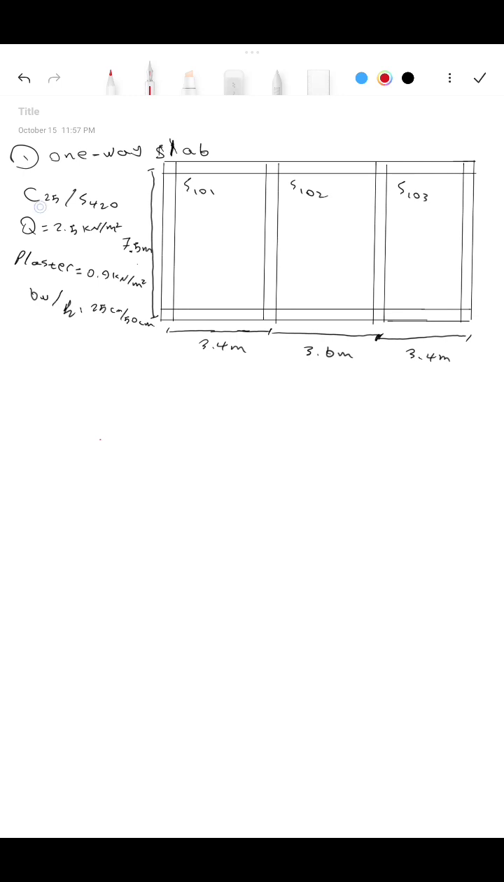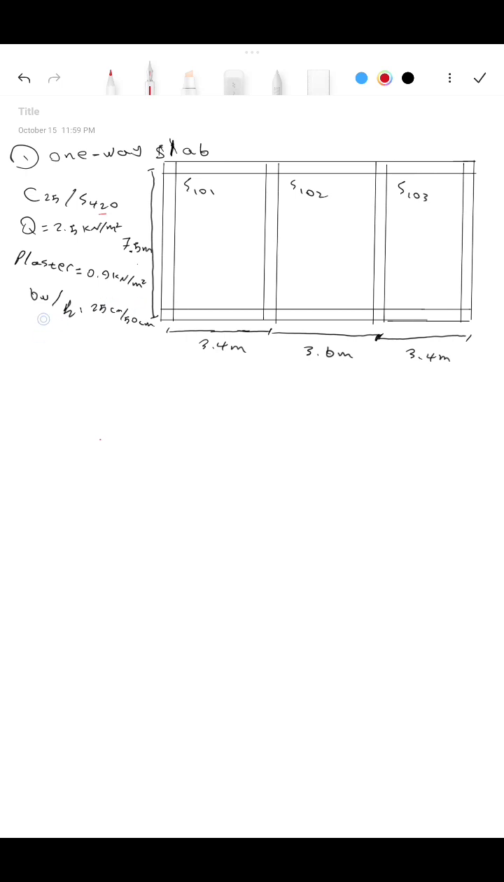And the second point, we will check the details that we have here. First of all, we have the concrete type, the steel type, the Q is the live load. Some courses will write them as LL, live load, and some of them only Q. And it equals 2.5 kilonewton per meter square. Plaster is something important for the dead load. I will explain this point when we are calculating the design of the dead load, and it is equal to 0.9 kilonewton per meter square.